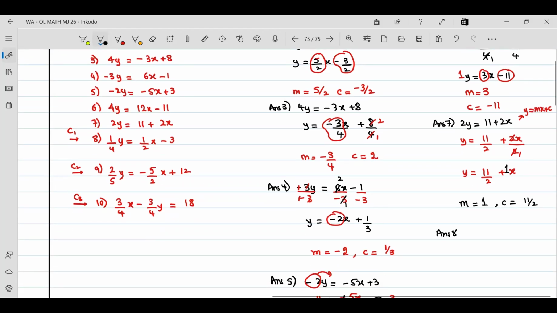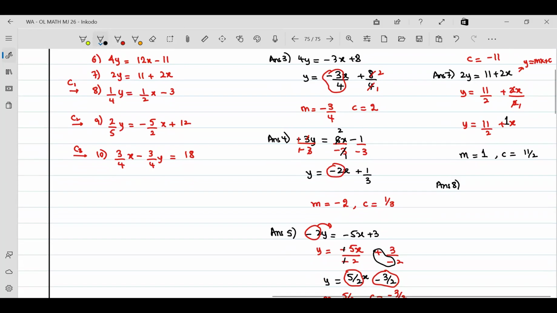Now, answer number 8 is going to be a challenger. I will not do question number 10. You will try and do it at home and we'll discuss it in the next class. So it's 1 over 4y equals to 1 over 2x minus 3, right? Now, Ali, what do I do, sir? I have to remove the whole of 1 over 4.